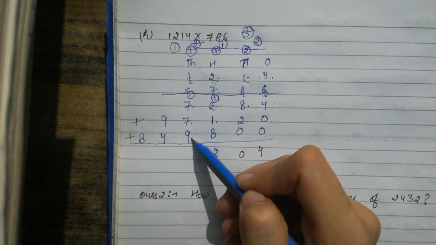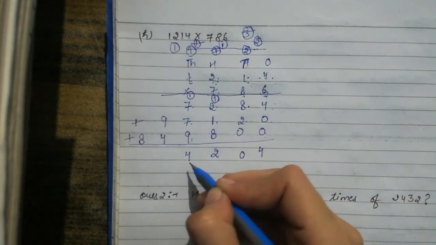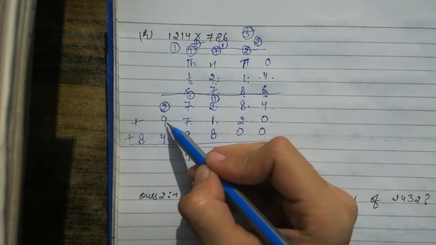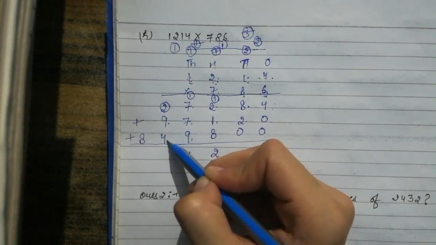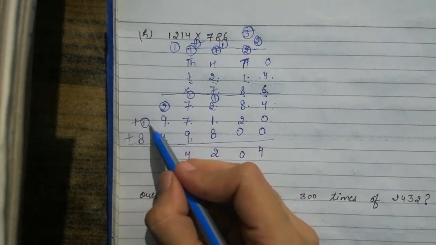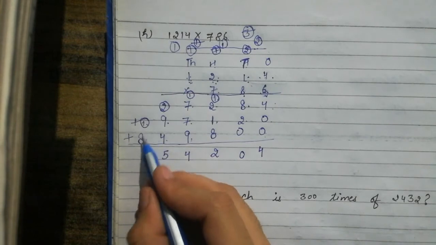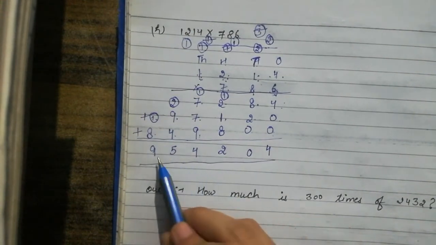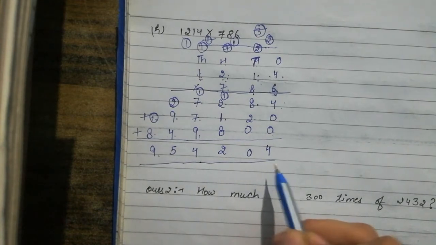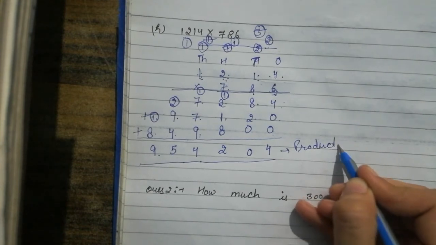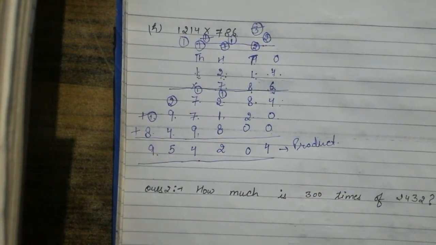1 plus 7, 8. 8 plus 7, 15. 15 plus 9, 24. So write down 4 here and 2 will go to carry. 2 plus 9, 11. 11 plus 4, 15. So write down 5 here and 1 will go to carry. 1 plus 8 is 9. So 9,54,204 is our product. So in this way we have to do the multiplication by a 3-digit number.